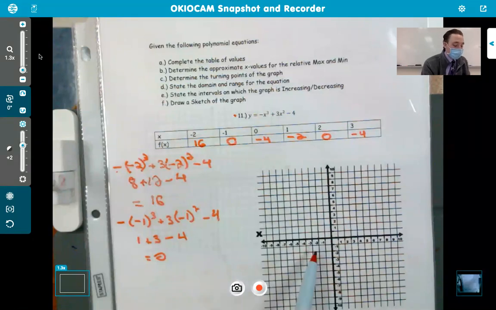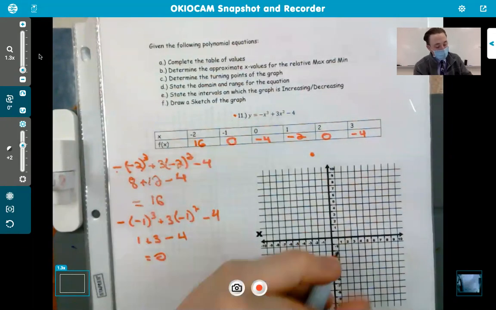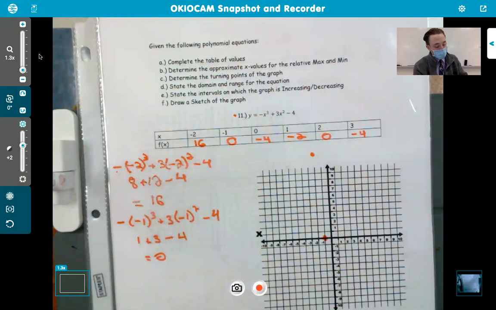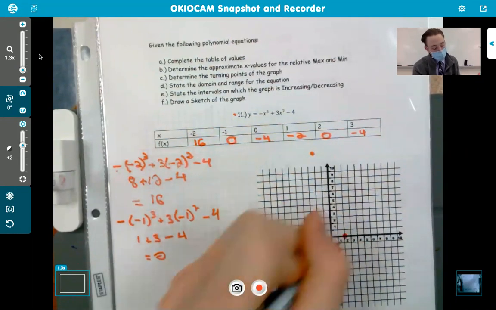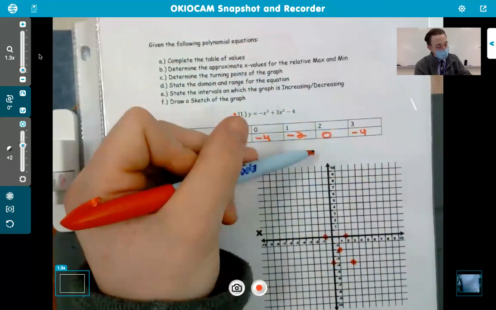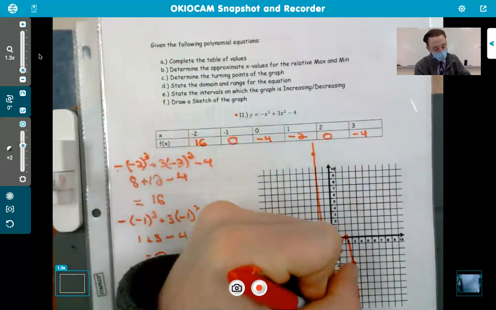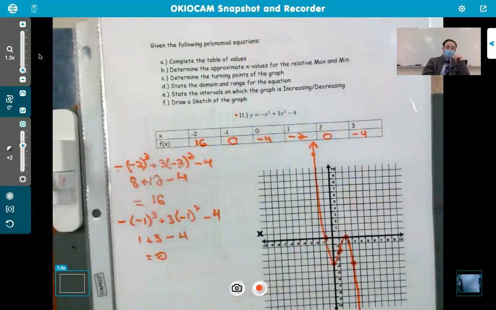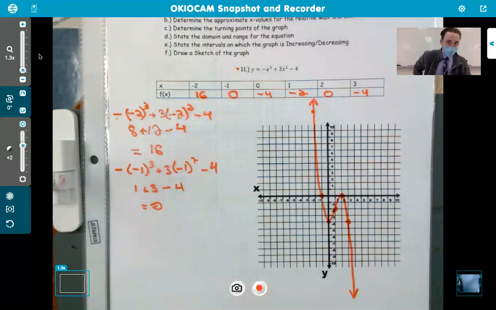Like I said, I would suggest sketching the graph of this. So at negative 2, you're all the way up here at around 16. Negative 1, you're at 0. 0, you're at negative 4. 1, you're at negative 2. 2, you're at 0. 3, you're at negative 4. And just kind of sketching what the graph would look like given those values. Okay. Does anybody have any questions up until this point about what we've done so far?